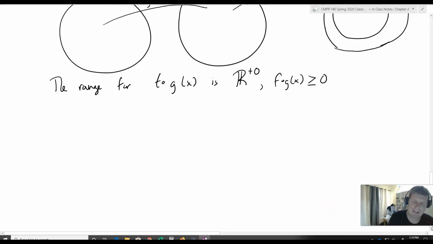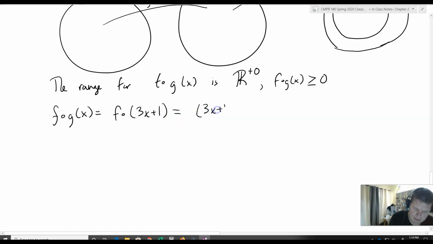Okay? And then if we're going to calculate that, we have f of g of x is going to equal f of, in this case, 3x plus 1, which equals 3x plus 1 squared, which equals 9x squared plus 6x plus 1. Okay.